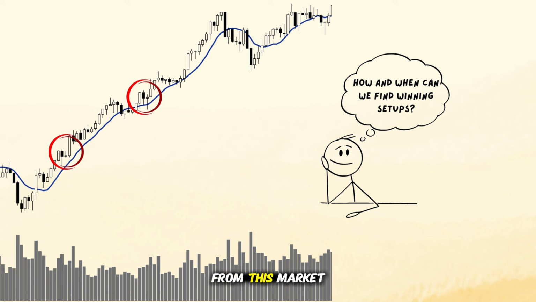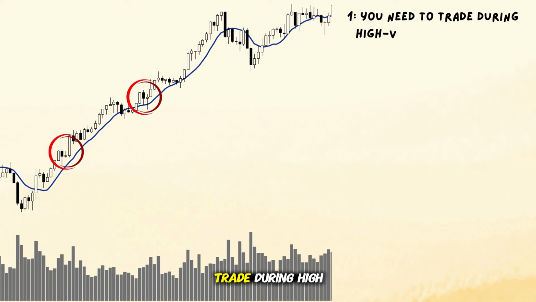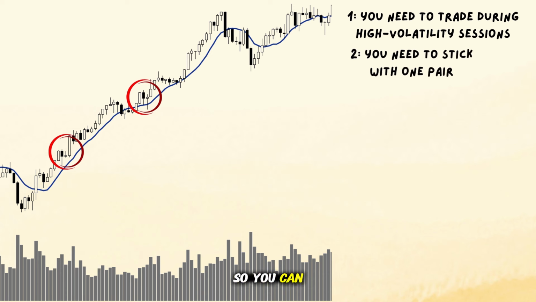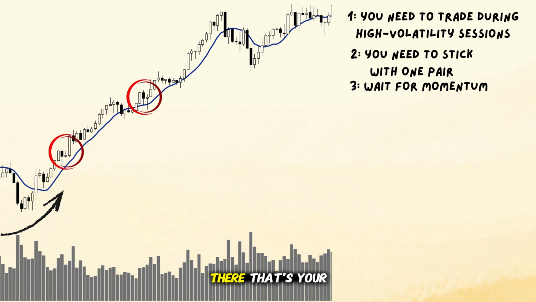To get profits from this market, or to become a profitable trader, to achieve a 75 to 80% win rate with this strategy, first, you need to trade during high volatility sessions, like the London session, the New York session, or the overlap between both. Then, you need to stick with one pair so you can understand its behavior deeply. After that, wait for momentum. If the market gives a strong push to the upside, wait for it to come back and test the moving average. When it forms a morning star pattern there, that's your best setup to take the trade.